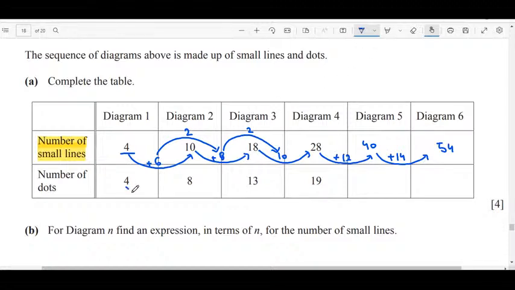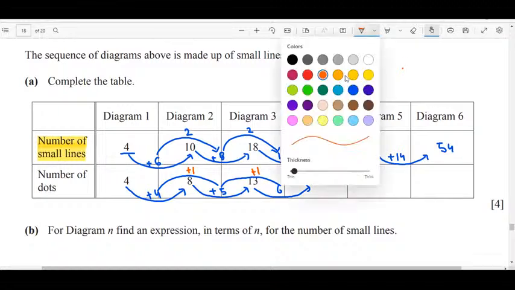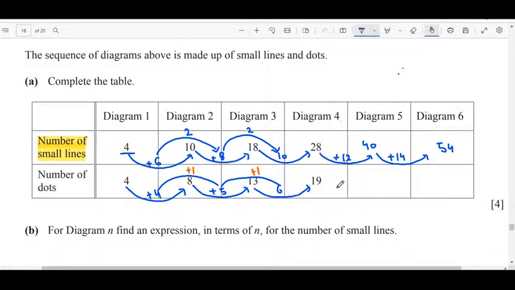Now from 4 to 8, the difference is plus 4. From 8 to 13, I need to add 5. Then I'm adding 6. And the difference of difference is fixed. From 4 to 5 and 5 to 6, I am adding the same thing, plus 1 and plus 1. Again, it's quadratic.